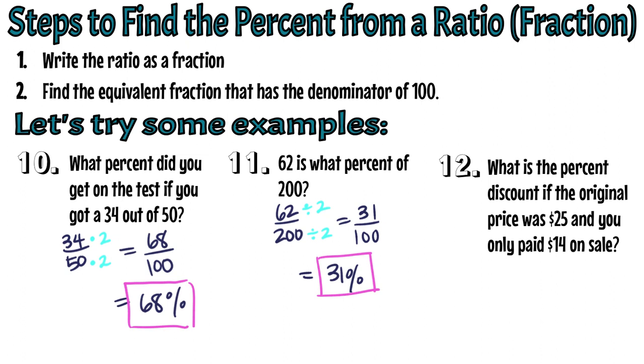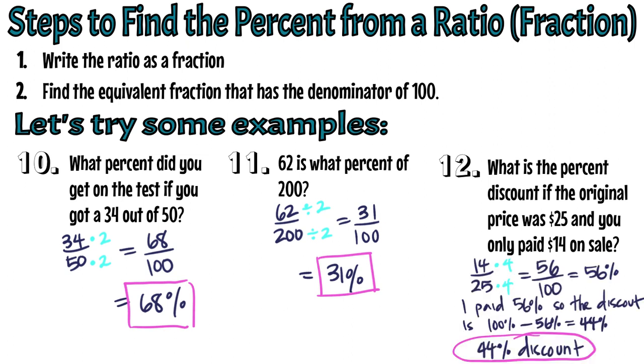I want you to try the last example on your own, number 12. What is the percent discount if the original price was $25 and you only paid $14 on sale? This one's a little bit tricky. Think about the context of the problem and write the ratio as a fraction. Pause the video and try number 12 on your own. All right, hopefully you paused the video. I'm going to walk you through this problem.